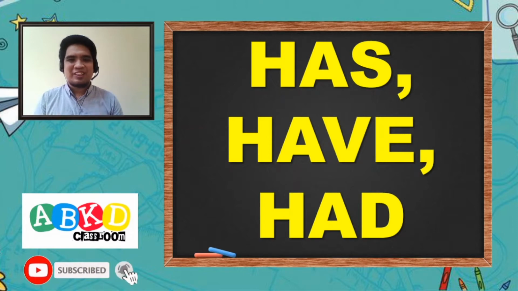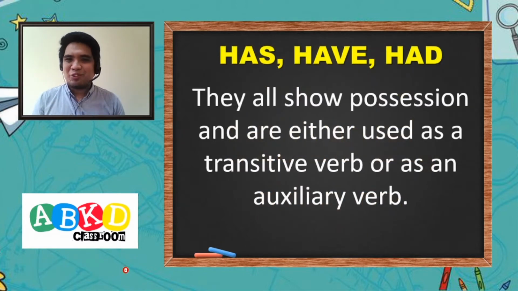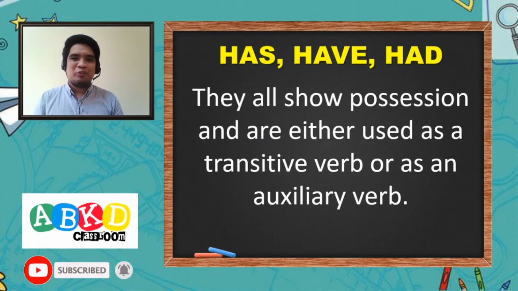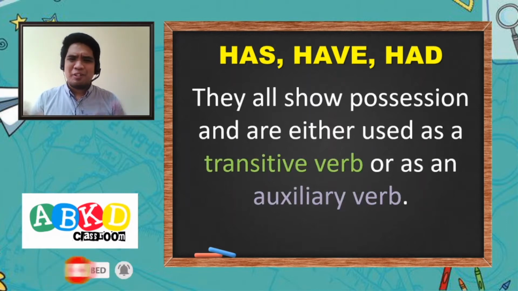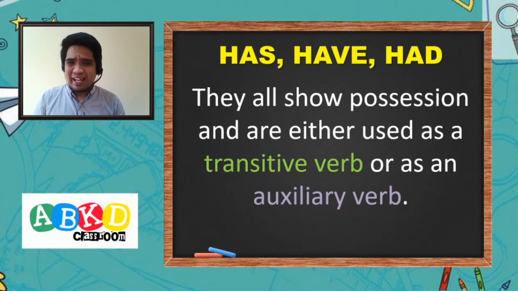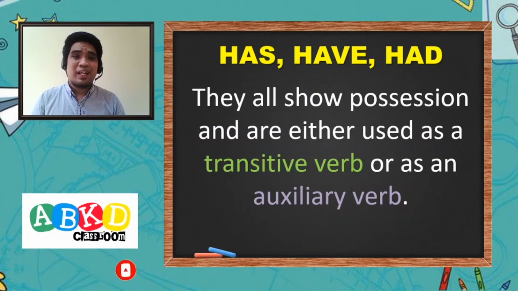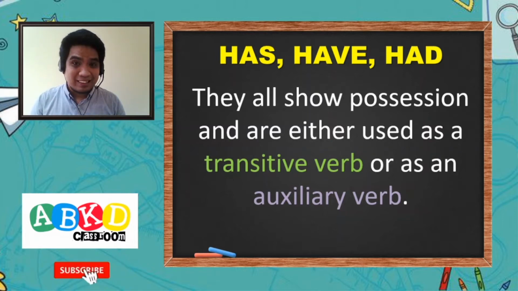So first things first, let's try to understand its concept. Kailan ba natin ito ginagamit? We are going to use this when we want to show possession. Okay? And another thing that we need to consider is its category. Meron tayong tinatawag na transitive verb and auxiliary verb. Ano naman yung kinalaman niyan sa has, have, and had? If you are very particular or if you don't have any idea about this, itong tatlo na to ay ginagamit din for perfect tenses. Okay?